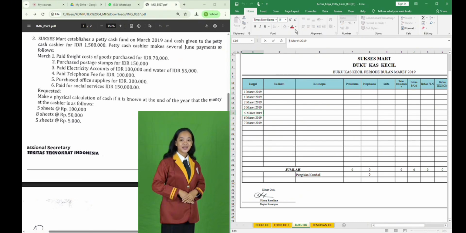Then don't forget to write your name and signature on the KK book as the petty cash holder. While in the finance section is the name of the person who holds the finance section. Then for the date above our signature is the date of our transaction when using petty cash.